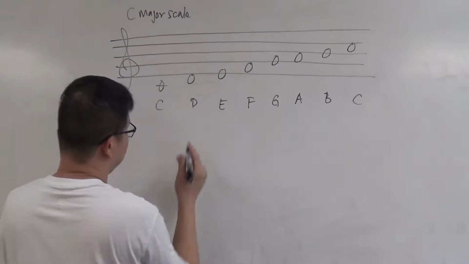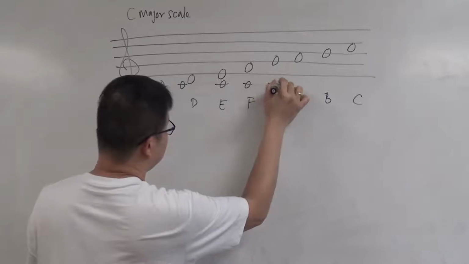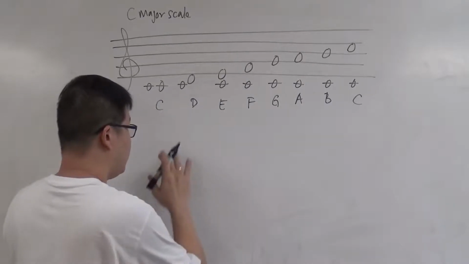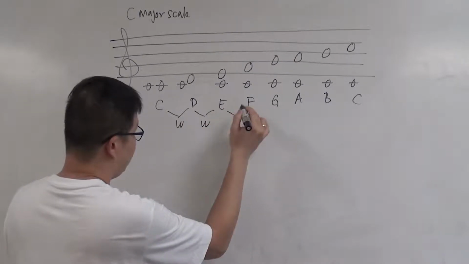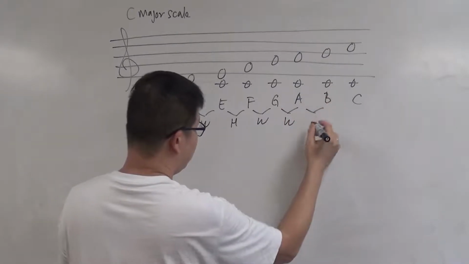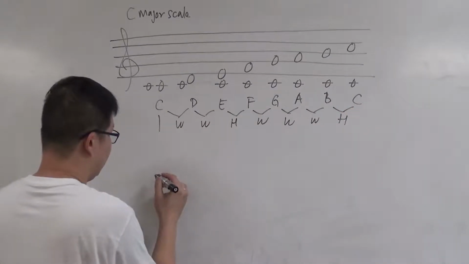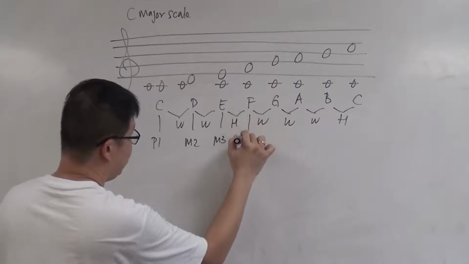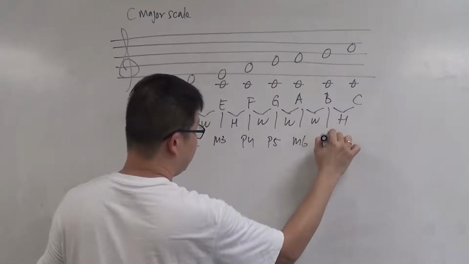Now let's put the comparison note, which is the root note. This is C, C, C, C, C, C, C, and C. To find the formula, C to D is W, D to E is W, E to F is H, F to G is W, G to A is W, A to B is W, B to C is H. Based on this, we know the intervals: this is P1, M2, M3, P4, P5, M6, M7, and P8.